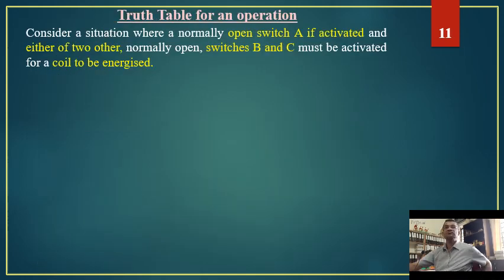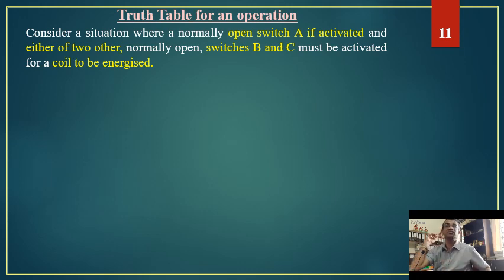Now, till now we have compared a truth table to a ladder program. Now let us consider a situation where normally open switch A is activated, and either of two other normally open switches. So we are giving a problem statement over here. There are three switches, switch A, switch B and switch C.